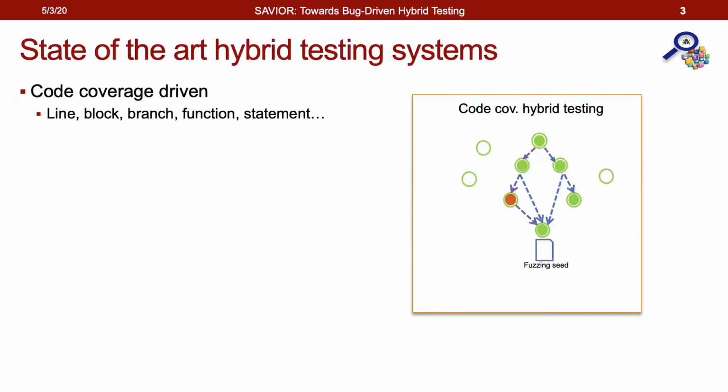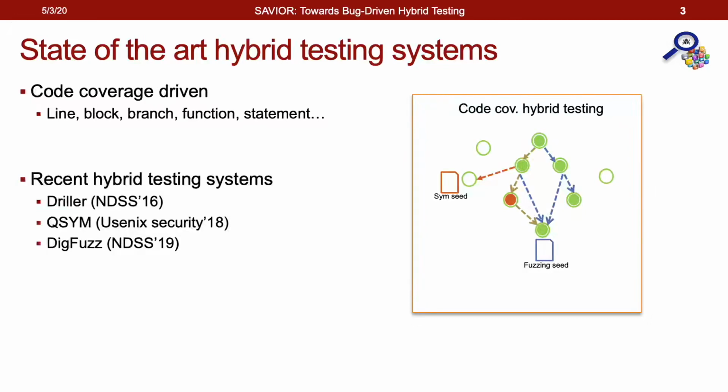And when the fuzzer gets stuck, we use concolic execution to revisit the same path and find that there is an extra node that could be reached when the branch condition is satisfied. The concolic execution engine can then call the SMT solver to generate a new input that can cover the new branch. The recent hybrid testing systems are all coverage driven.